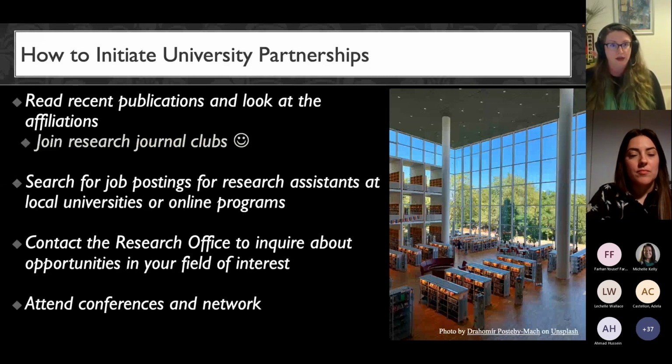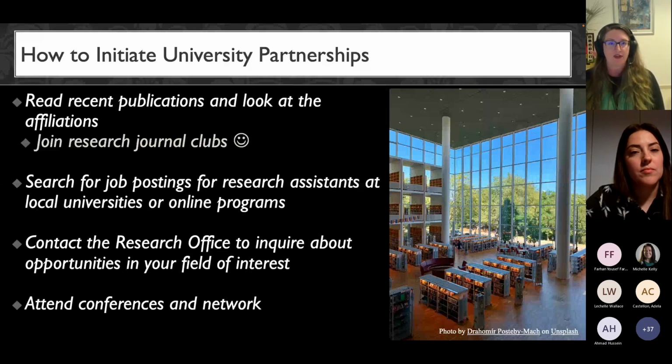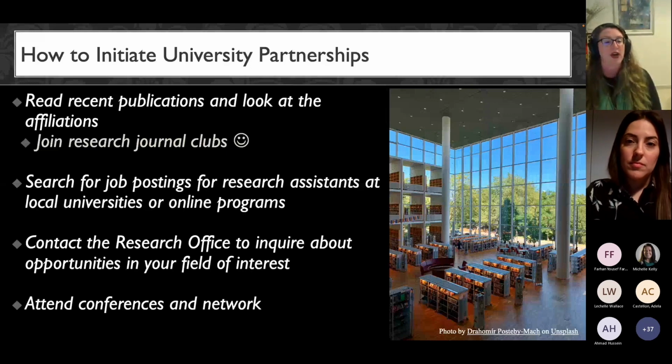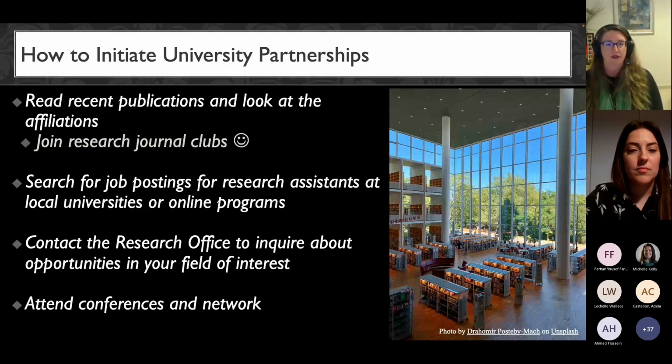So you find a university that looks like they have an interesting program, go to their website and see if they have any job postings for research assistants. You can also contact the research office at universities to inquire about opportunities in your field of interest. Maybe their job posting isn't on a website, but the research office actually keeps a listing of the openings. And finally, attending conferences and networking.